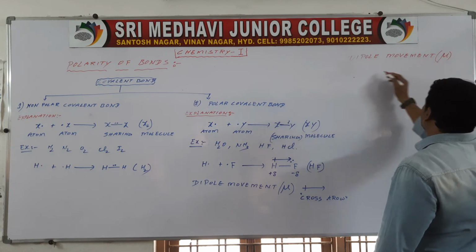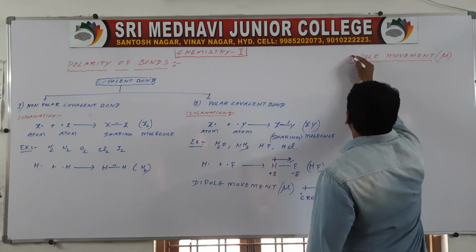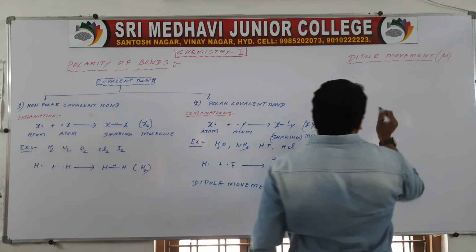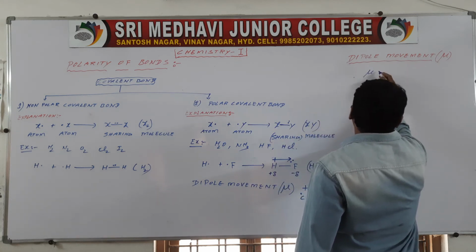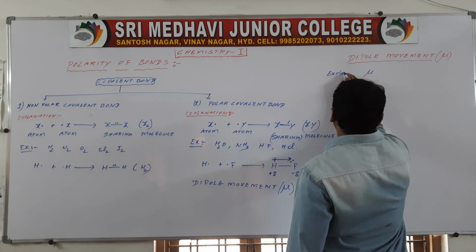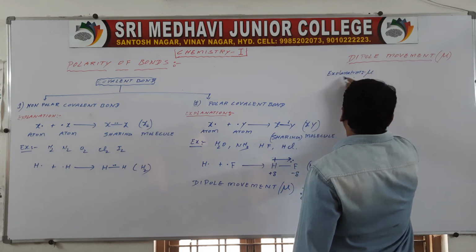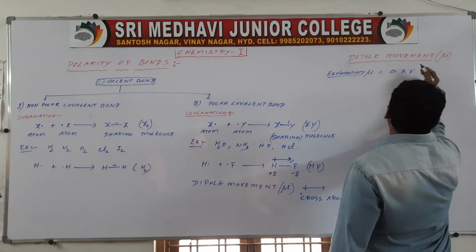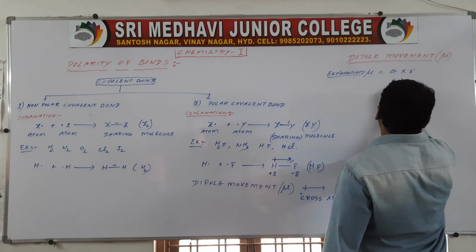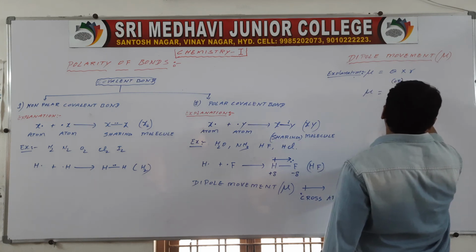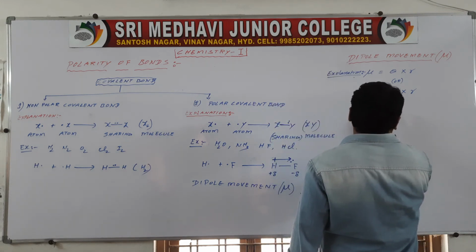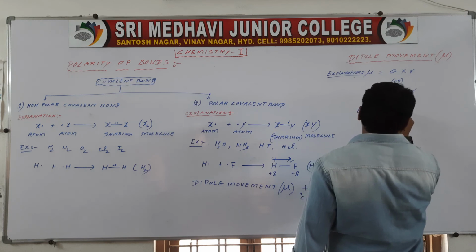Dipole moment, which is denoted by mu. Explanation: dipole moment mu equal to Q into R, or dipole moment mu equal to E into R. So here Q equal to charge.